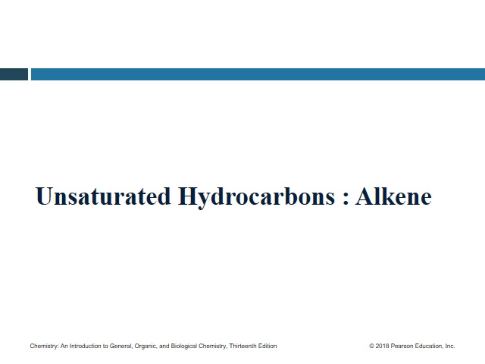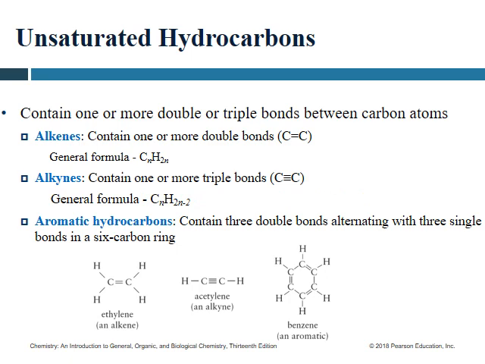So in today's lecture video, we're going to talk about unsaturated hydrocarbons. Like we already studied in the previous lecture video, hydrocarbons can be saturated as well as unsaturated. So in this class, we're going to talk about unsaturated hydrocarbons, basically alkene. Unsaturated hydrocarbons, like we already explained in the previous lecture video, are of three types: alkene, alkyne and aromatic hydrocarbons.